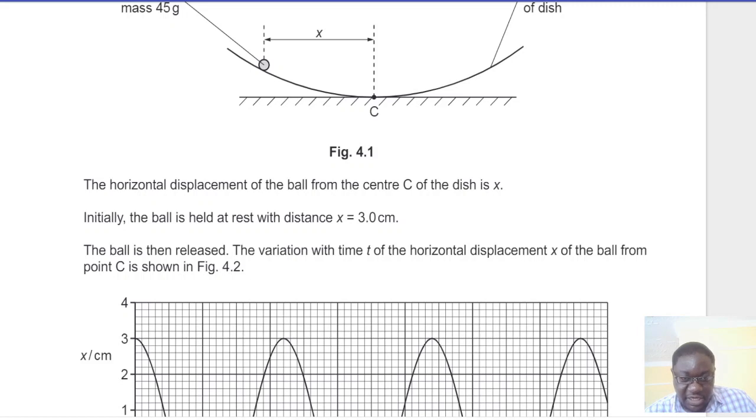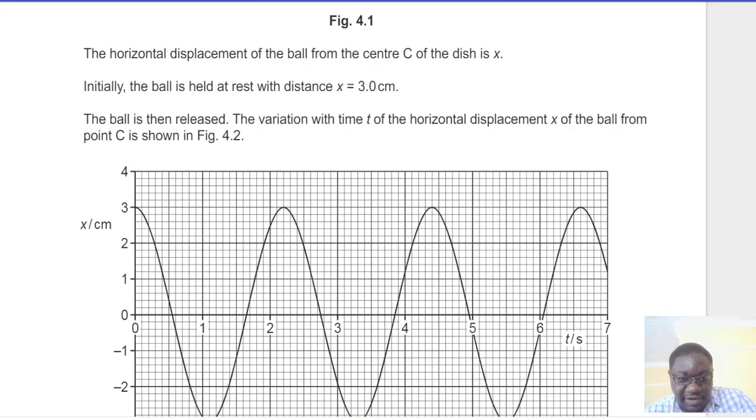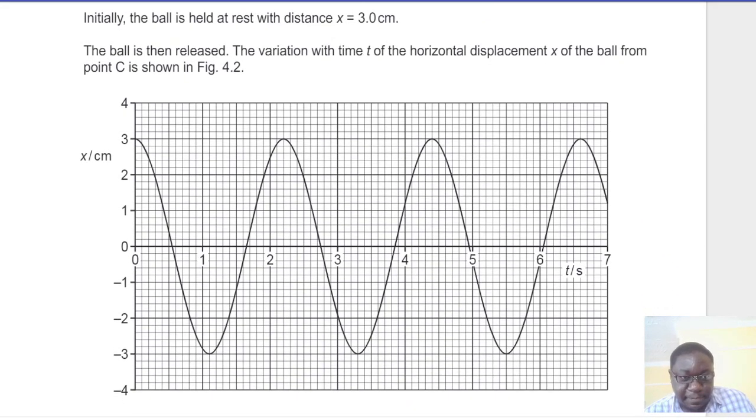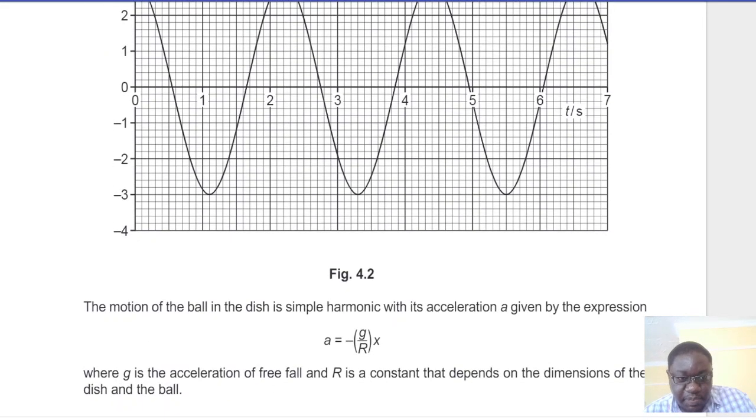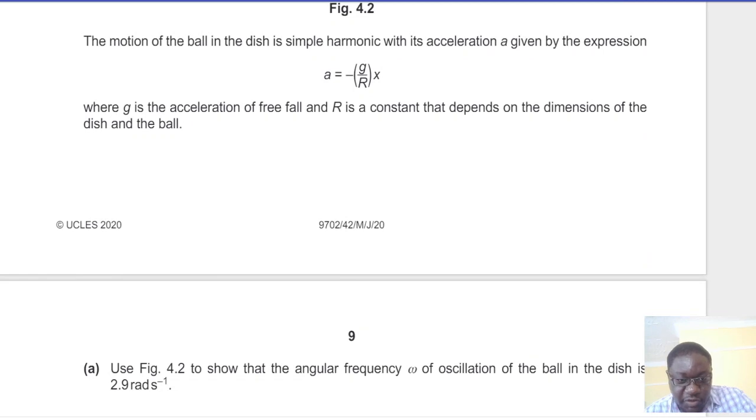The variation with time t of the horizontal displacement x of the ball from the point C is shown in figure 4.2. So the graph shown there is the displacement. The motion of the ball in the dish is simple harmonic with its acceleration given by the expression a equals minus g over r x, where g is the acceleration of free fall and r is a constant that depends on the dimensions of the dish and the ball. Then the first question says, use figure 4.2 to show that the angular frequency omega of the oscillation of the ball in the dish is 2.9 rad per second.